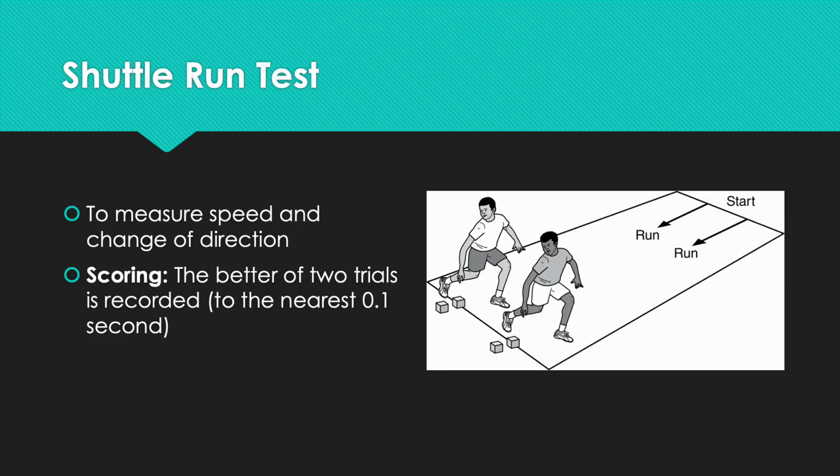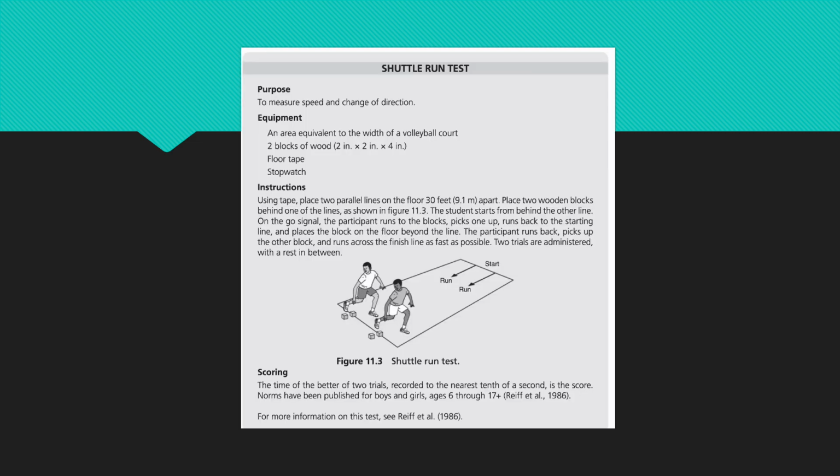This is our third example of an agility test. It's figure 11.3 in your textbook, and this is the shuttle run test. And this is used to measure speed and change of direction. And regarding scoring, the better of two trials is recorded to the nearest tenth of a second. The next slide will give the specifics. Here are the specific instructions for the shuttle run test.